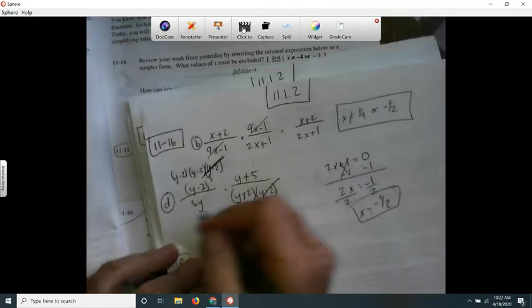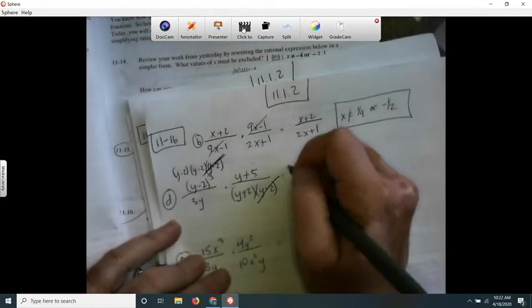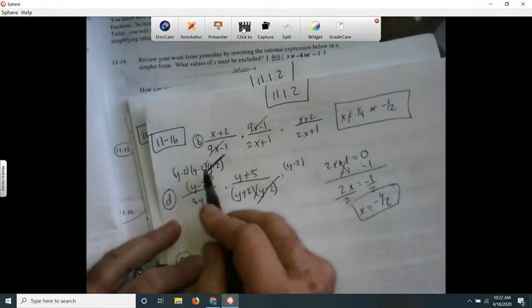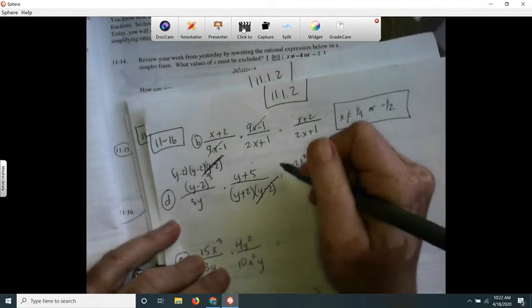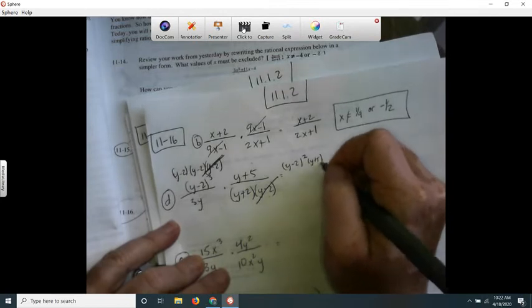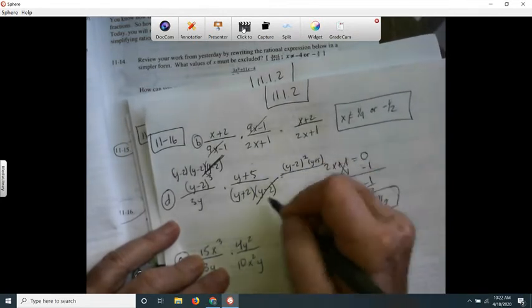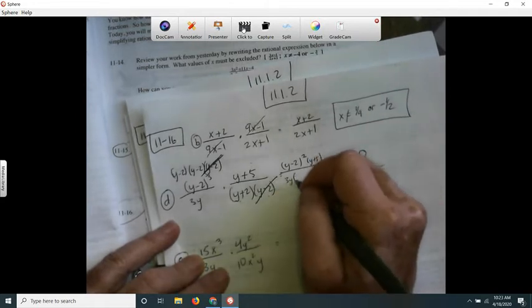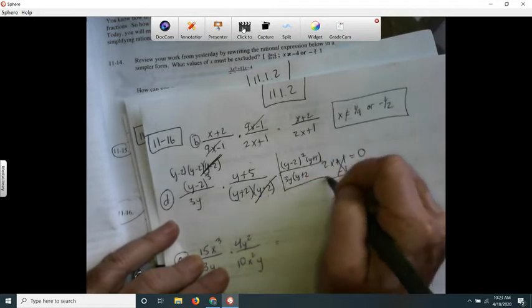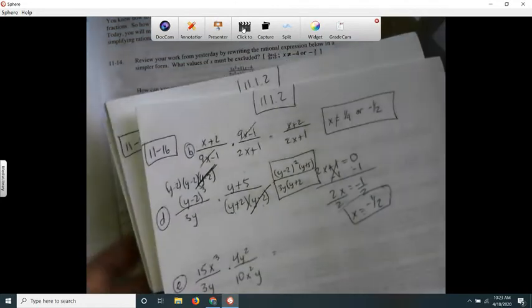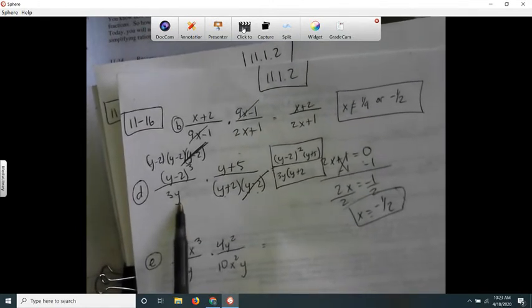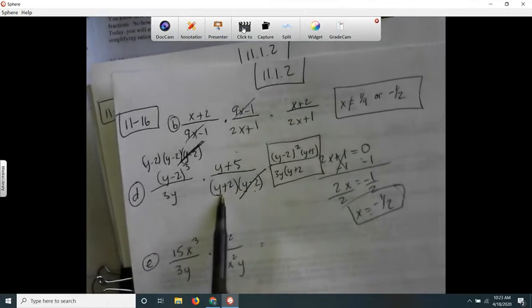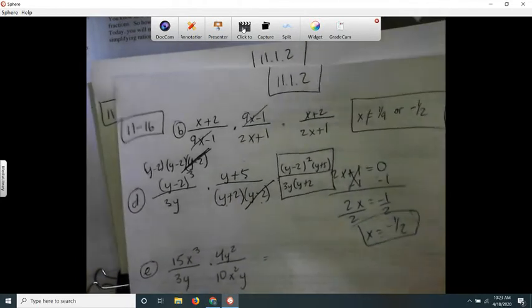I wrote in my space, and that gives me y minus 2. See how there's two factors of it left on the top? And then I've got a y plus 5 from here, and down here I've got a 3y times y plus 2. Then there are some restricted values: y cannot equal 0, y cannot equal -2, and y cannot equal +2. So that was letter D.